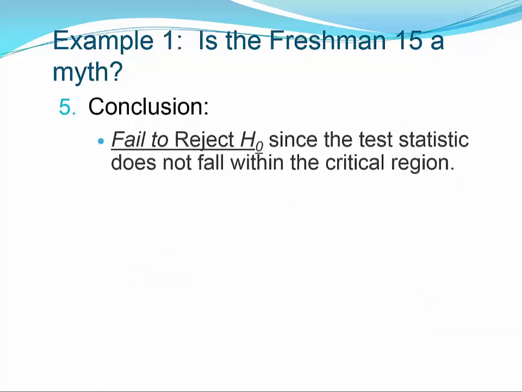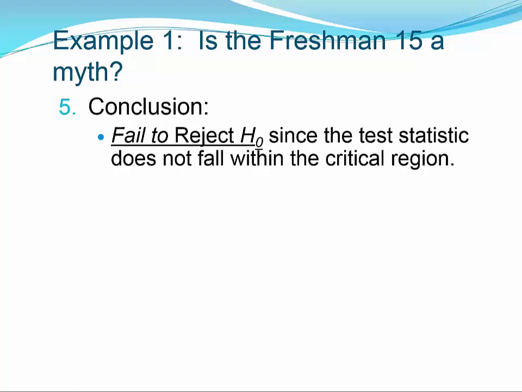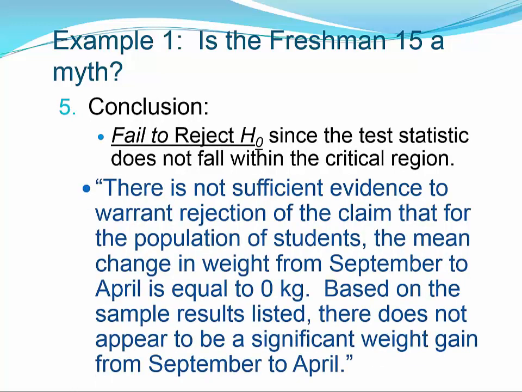So here's our conclusion. We failed to reject the null since the test statistic does not fall within the critical region. Using the wording on our flowchart, we determined that there is not sufficient evidence to warrant rejection of the claim that for the population of students, the mean change in weight from September to April is equal to 0 kilograms. Based on the sample results listed, there does not appear to be a significant weight gain from September to April.